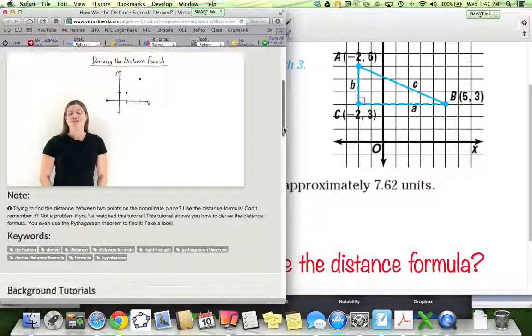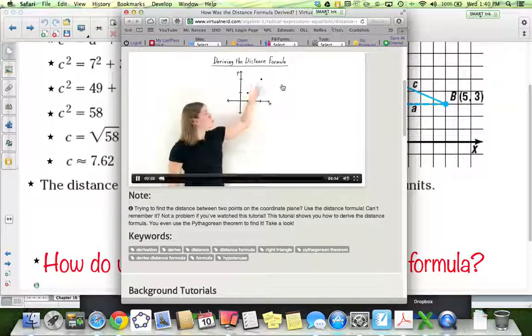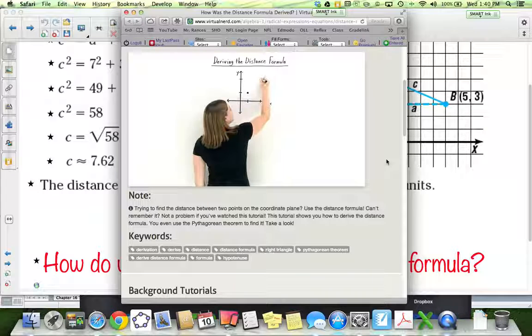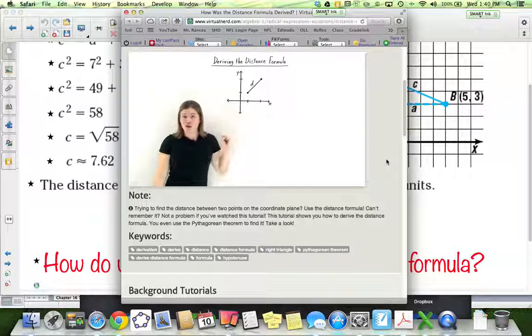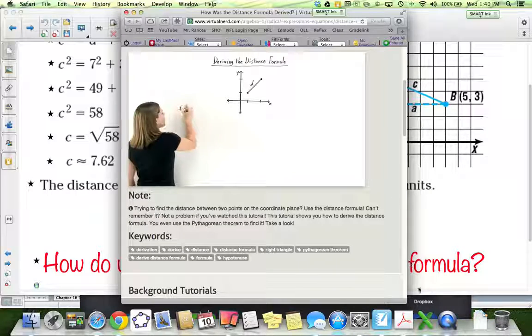How can we derive the distance formula? Well, let's say that we have 2 points on a coordinate plane, and we want to find the distance between those 2 points. We'll call that distance D. Now, how do we find the distance between these 2 points? Well, let's take a closer look at the 2 points.